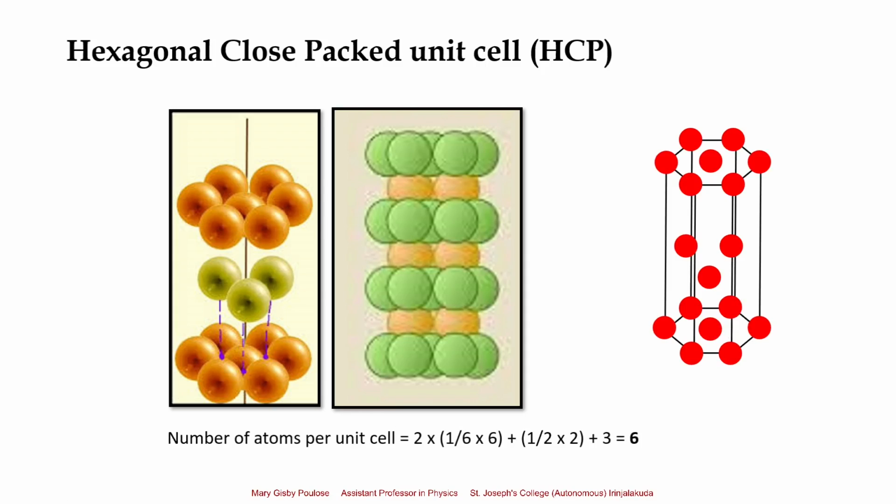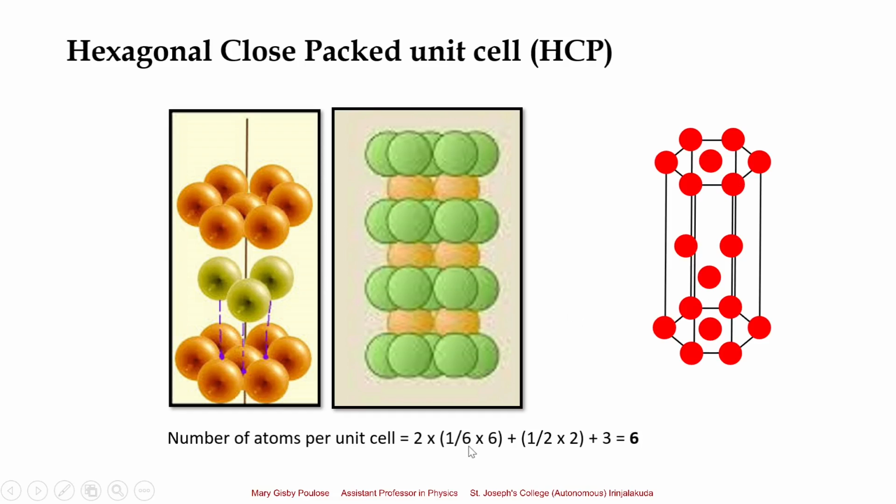Now here the number of atoms is calculated as follows. Let us take the 6 corner atoms on the hexagon. We have 2 hexagons, so 2 into each of these atoms on the hexagon, which contribute to 6 other surrounding hexagons. So only 1 by 6 of this atom is contributed to this unit cell.